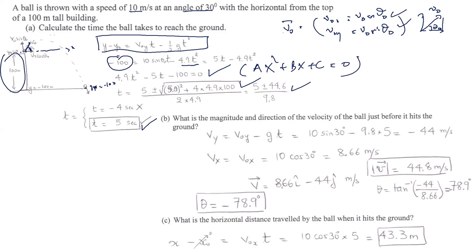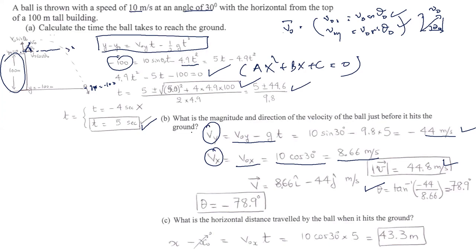So what is the magnitude and direction of the velocity of the ball just before it hits the ground? You know that Vy is this and V naught X is constant. Vx is equal to V naught X, which is V naught cosine theta, and this is constant. It's a projectile motion. There is no acceleration in the X direction. Along the Y direction, you know that Vy is just V naught Y minus g t. So you just do it and you get it. And then you can get the magnitude, and the magnitude is here and the direction is here.